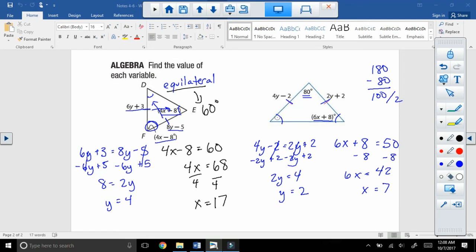One other way you could set this one up is because you know that these two angles are congruent, you know that this one is 6x plus 8. You could add all of those together, all three of those angles within that triangle, and set it equal to 180. Again, you would get the same answer. I probably wouldn't set it up this way, but you would get x to equal 7 even if you did.